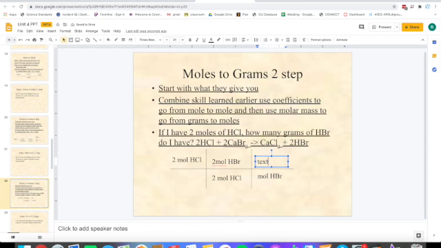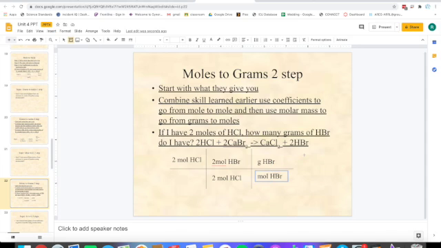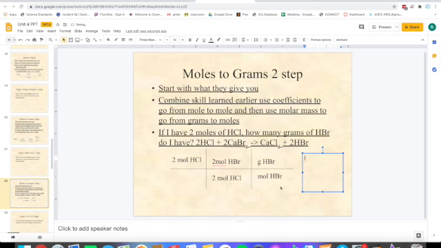And this last top box is always what we're looking for. We're looking for grams of HBr. When you have moles and grams, you have to find the molar mass. So we need to find the molar mass of HBr. We have H and we have Br. We only have one H. We only have one Br.